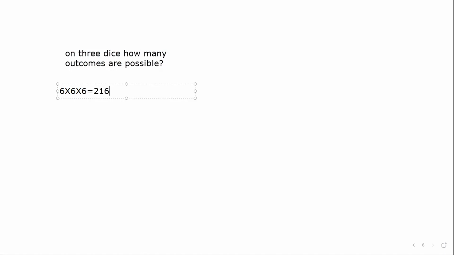Now, what I'm not going to ask you to do is try to make a sample space with 216 outcomes on it. You can, if you want, knock yourself out doing it, but it's not necessary to do that. There are 216 outcomes. Then ask yourself this question.